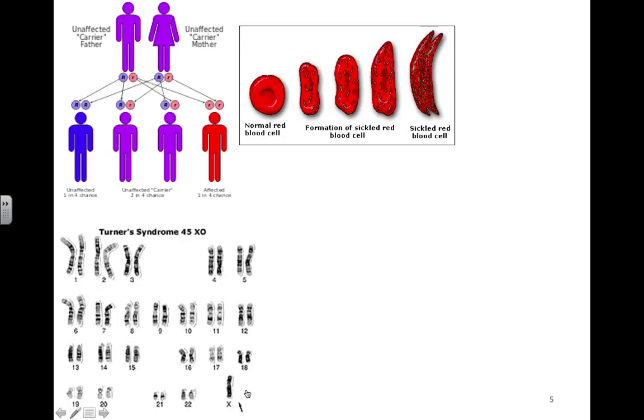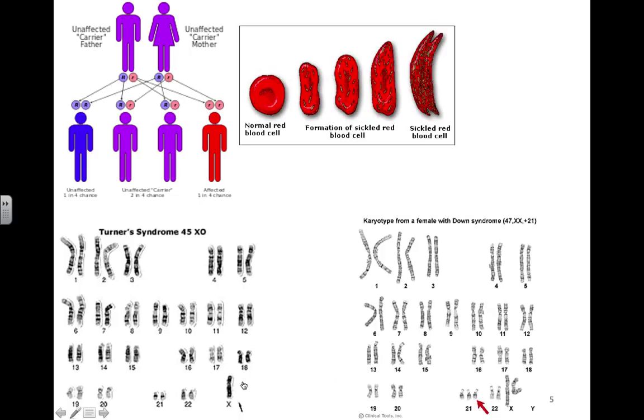This person will have a very broad chest. The ears will be pretty low set on the head. Person has a webbed neck. Heart issues, increased chance of getting diabetes. Vision is affected. Hearing is affected. Memory is affected. So there's brain issues as well. So that's what happens when there's only one chromosome and the Y is missing, or else the other X is missing.